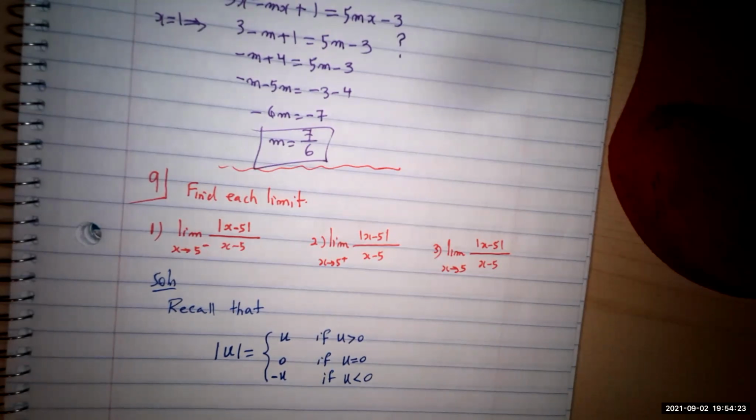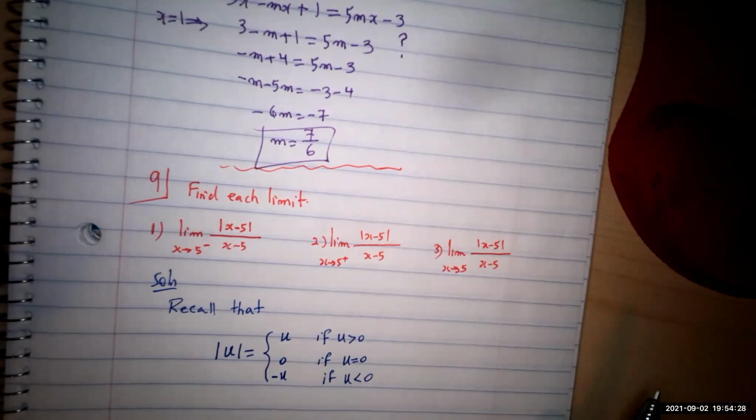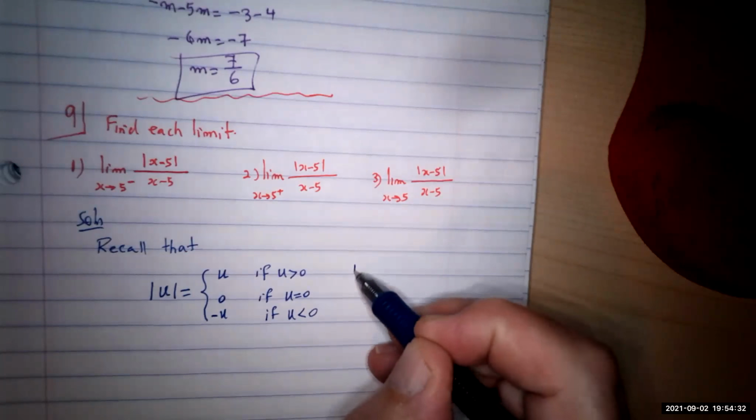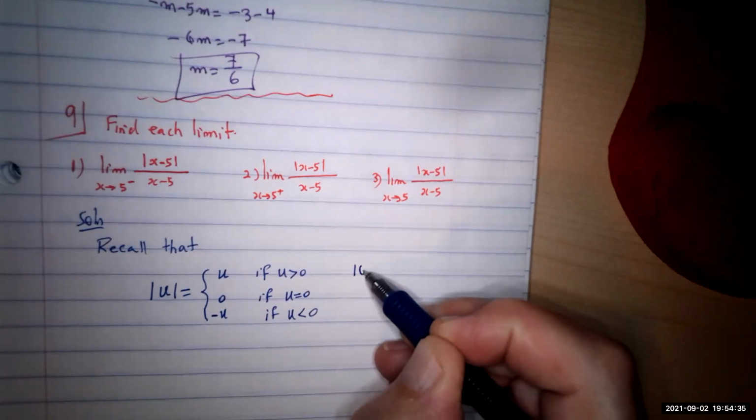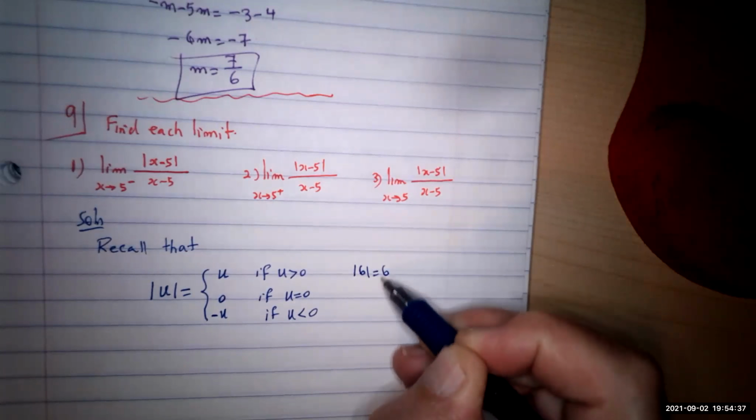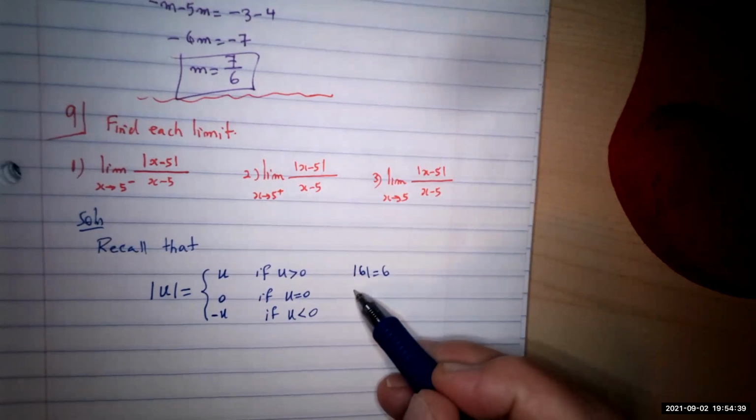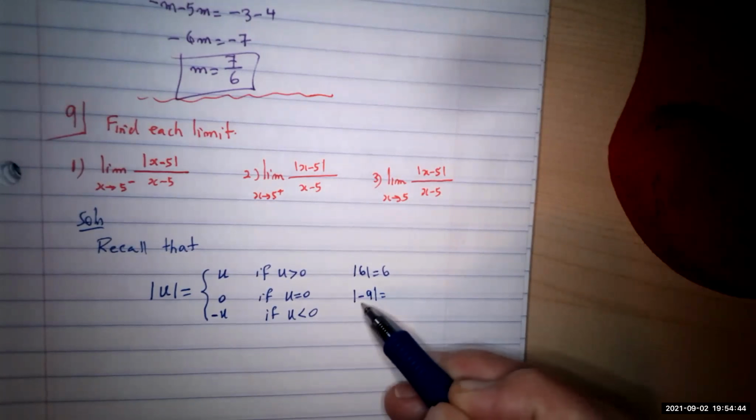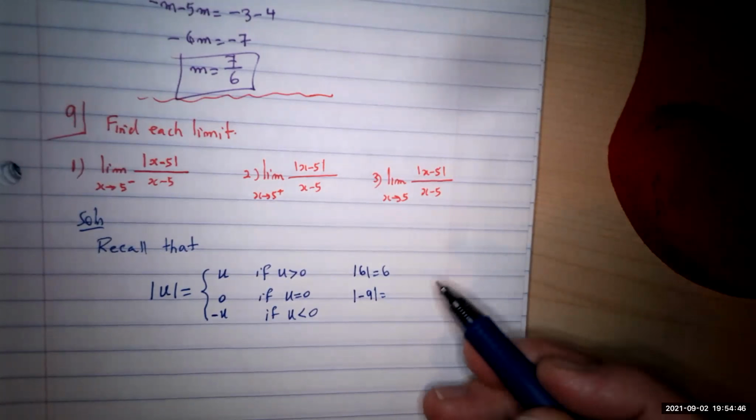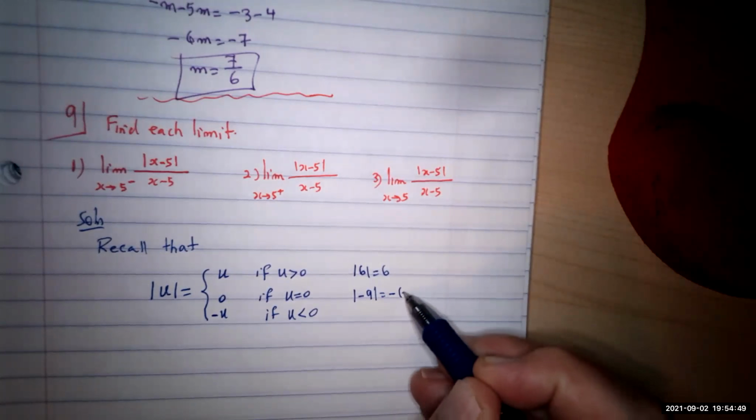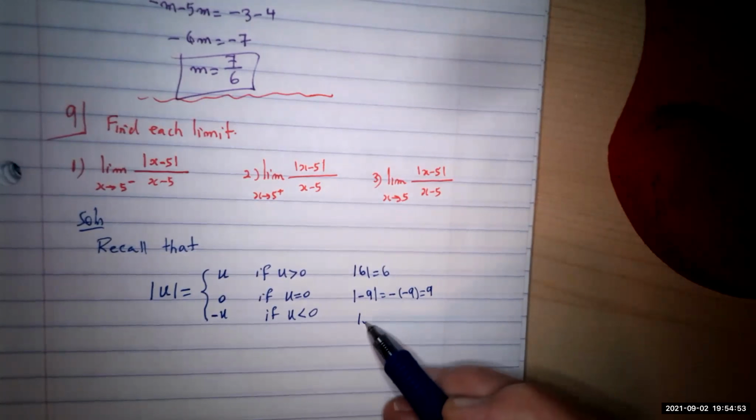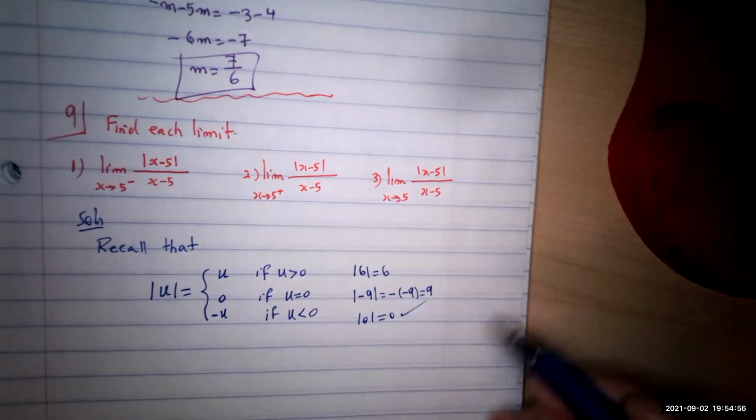You see, that's why when it's negative, we put a negative over here so that the double negative makes it positive. For example, I just remind you, the absolute value of 6 is equal to 6. But the absolute value of, let's say, negative 9 would be the opposite of negative 9, which is 9. And the absolute value of 0 is equal to 0.